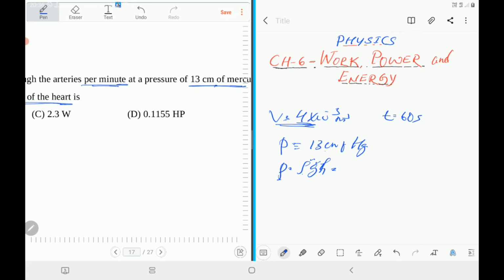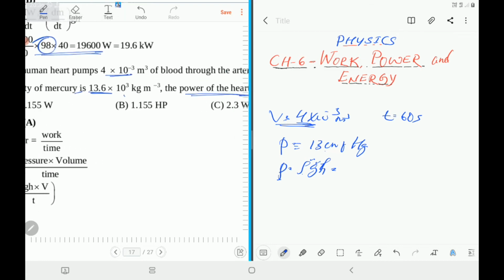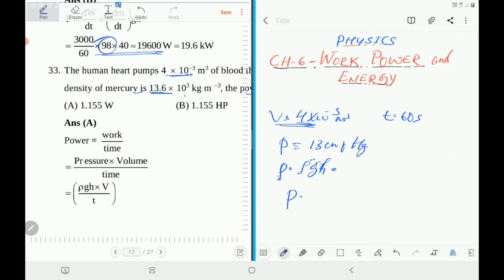That's it. Now what do you have to find? You have to find power. What is power? Power is work divided by time. Same formula. What is work? According to our previous graph, pressure into volume is also work. So in this case, you have to use pressure into volume. What is pressure? Rho gh into V divided by T.